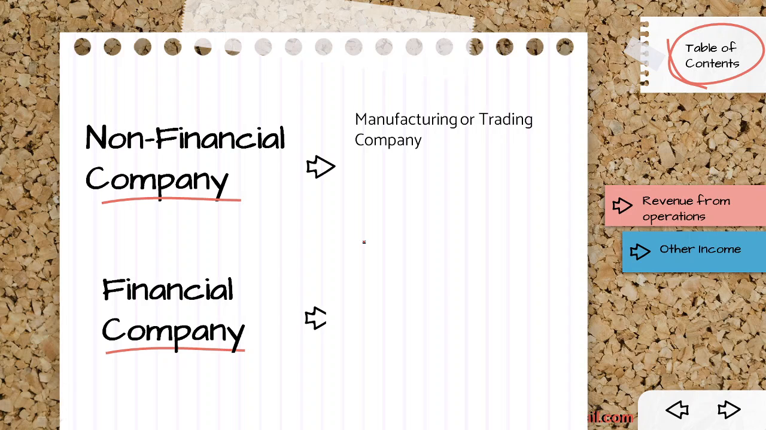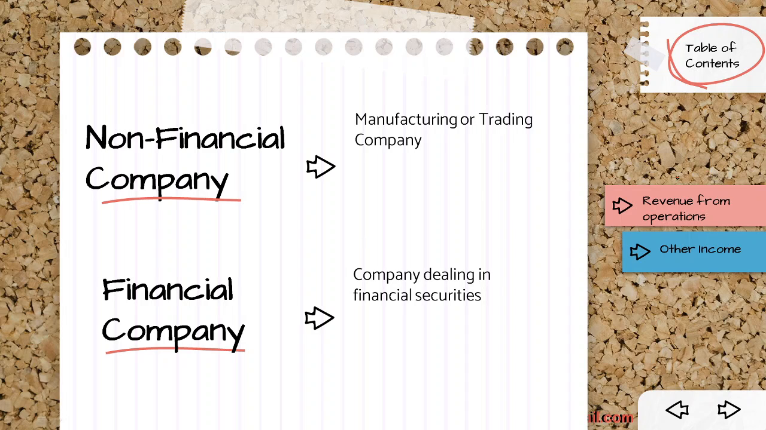Now, what is a financial company? A financial company is a company which deals in financial securities. For example, they are involved in purchase of debentures and selling those debentures further. They may be involved in purchase of shares and then selling them further. So all the financial securities such as debentures, shares, bonds, public deposits, etc. A company which is dealing in such financial instruments is known as a financial company.